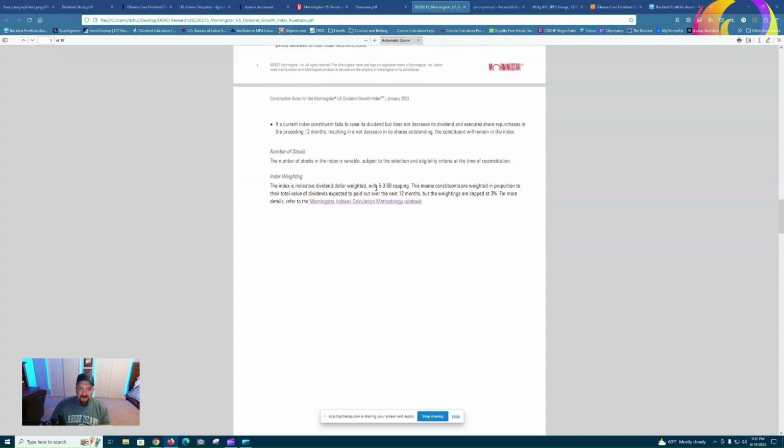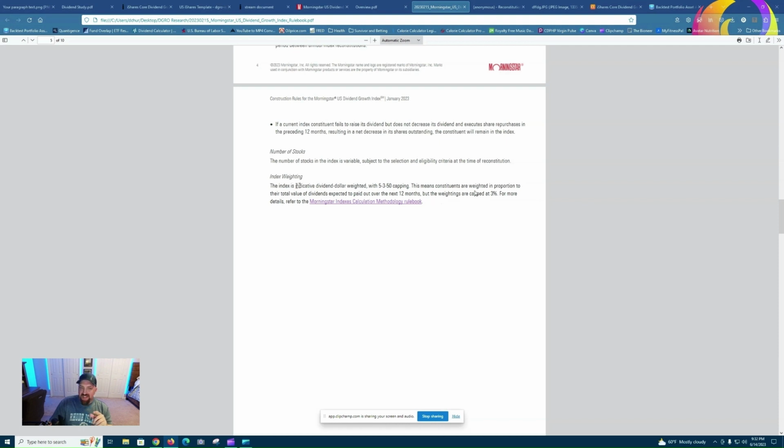Okay. So the number of stocks is variable. A lot of dividend ETFs have like a set number. So they'll have like a pool of selectable stocks, and then somebody picks like 50 or 100. This one, there's no set amount of stocks. So it could fluctuate.